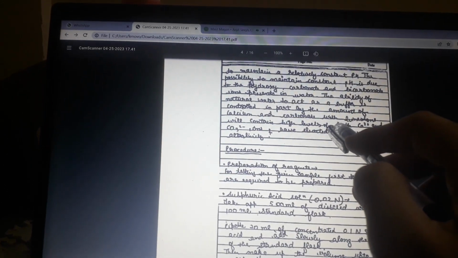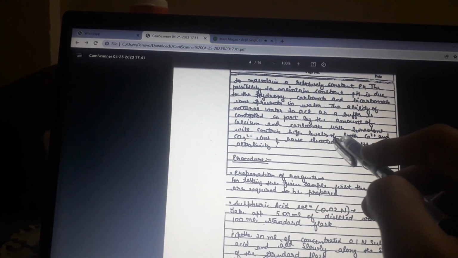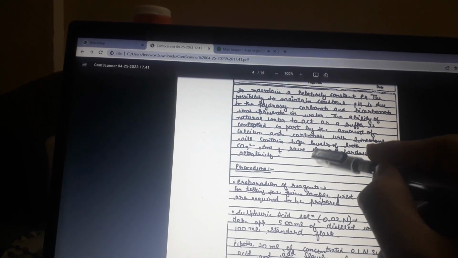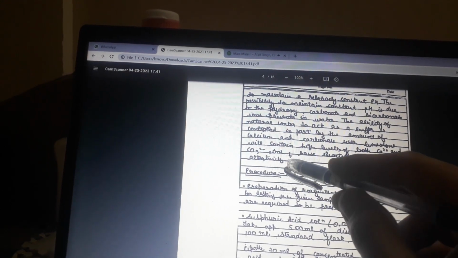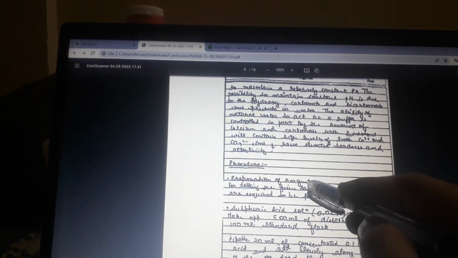of calcium and carbonate. Water with limestone will contain high levels of both calcium positive and carbonate ions and have a high hardness and alkalinity. Procedure: preparation of reagents.